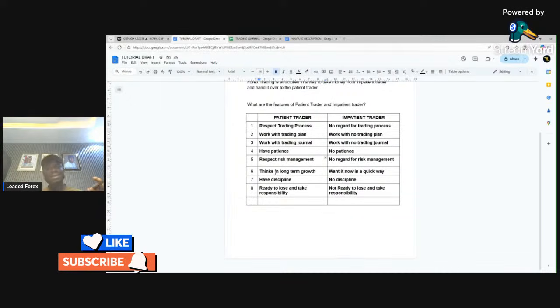So, number 6, a patient trader thinks in long-term growth. It's a long-term process. It takes every one of us 17 years to become a graduate, right? 6 years in primary level, secondary school level, another 6 years. Then university, depending on the course you are studying, 4 years. Then 1 year service, that's 17 years. You can't start now and become a graduate tomorrow. It doesn't work like that because there are plans on ground. There is a process you must follow. Very simple, right? But an impatient trader wants it now.